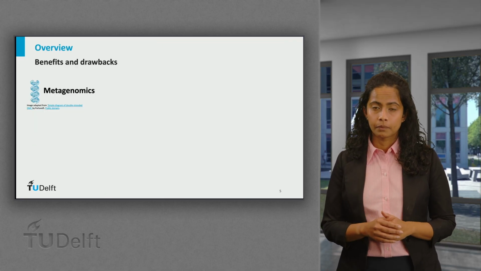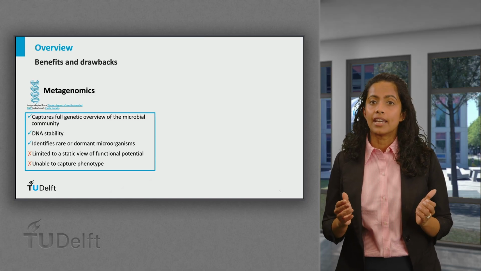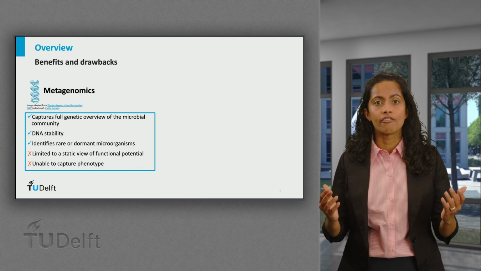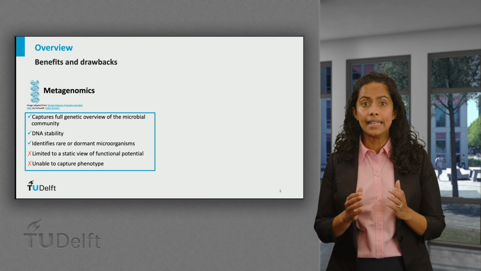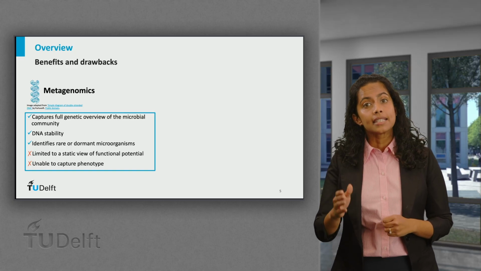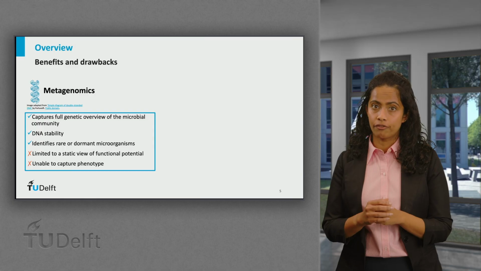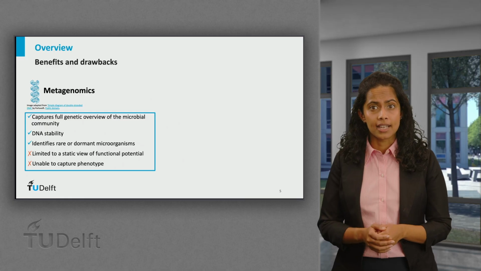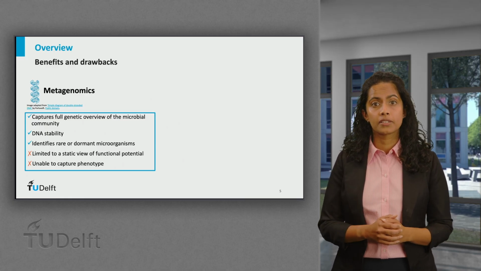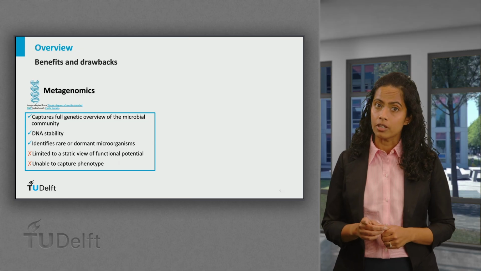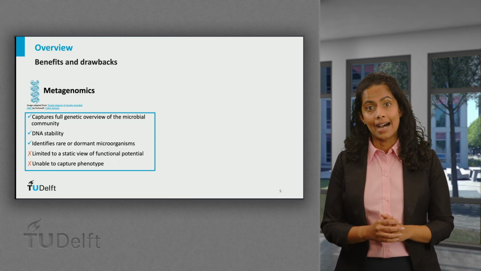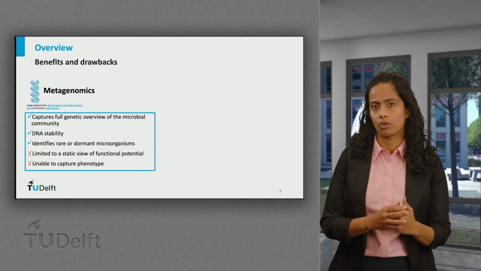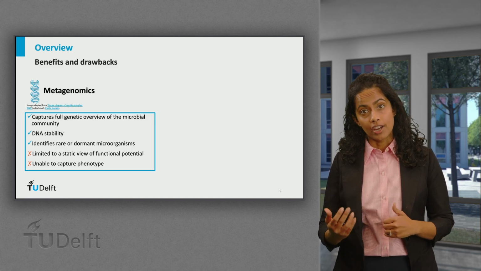To summarize, metagenomic approaches have their strength in terms of being able to capture the complete genetic overview of microbial communities. Next, DNA in itself is a stable molecule that aids more straightforward wet lab procedures. And this technique can be used to analyze rare or dormant microorganisms in a community. However, the shortcomings of metagenomics lie in its inability to provide information beyond the functional potential of microorganisms to capture their varied phenotypes.